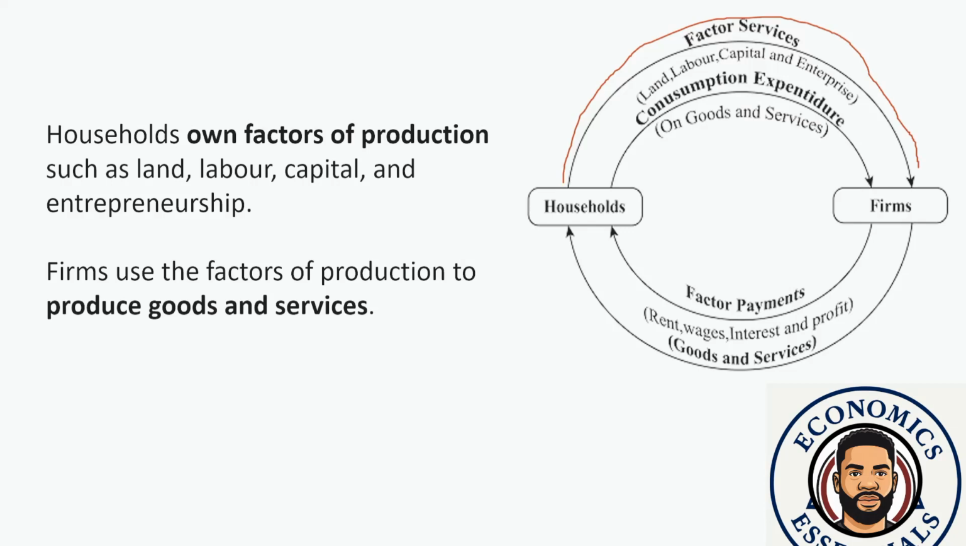Now, in return, they receive income in the form of wages. When they supply this to firms, the firm gives them income. So, households receive income in form of wages for labor, rent for land, interest for capital, and profit for entrepreneurship. The role of firms is that firms use these factors of production to produce goods and services. They pay households for the factors they use. Firms sell goods and services to the household.